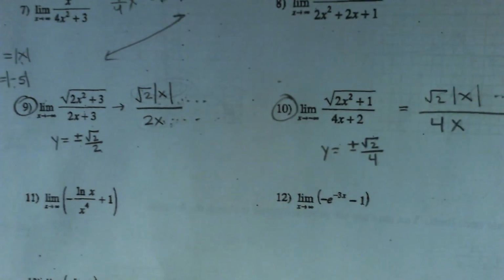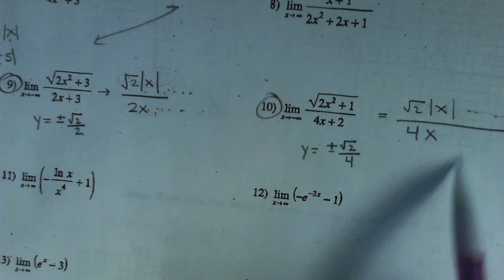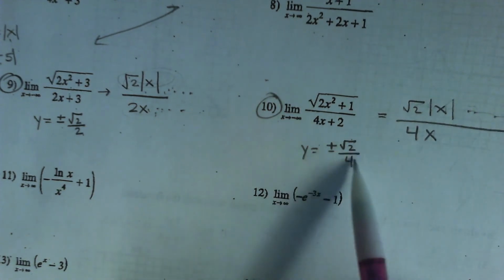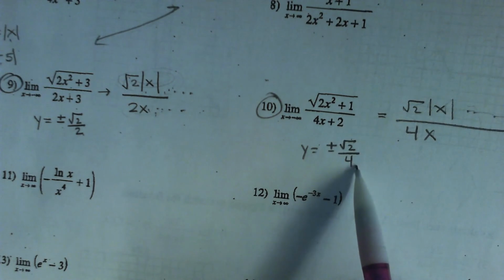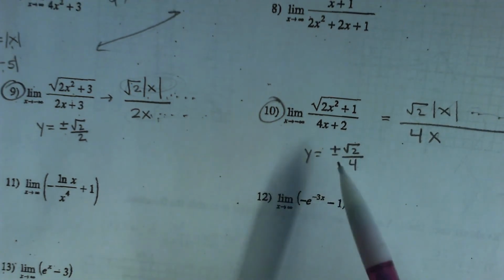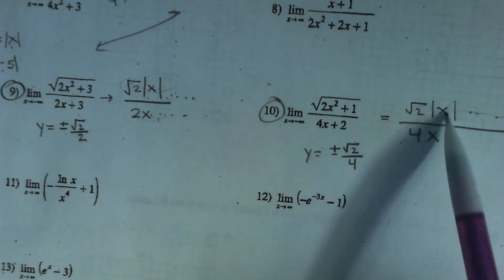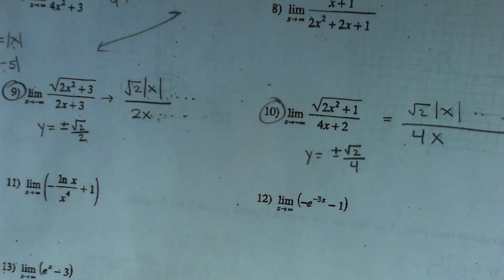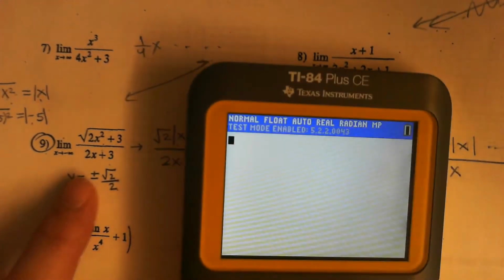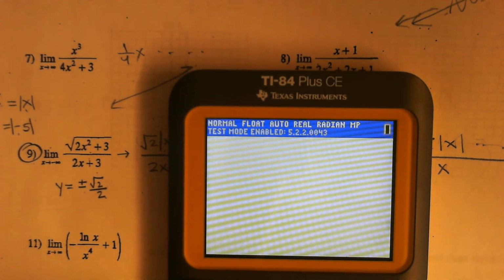As we head towards positive infinity, a positive over a positive would put us leading towards the positive root 2 over 4 horizontal asymptote. And if we plugged in a negative infinity, it would be a positive over a negative, which would lead us towards the negative root 2 over 4 asymptote. I'm going to plot number 9.